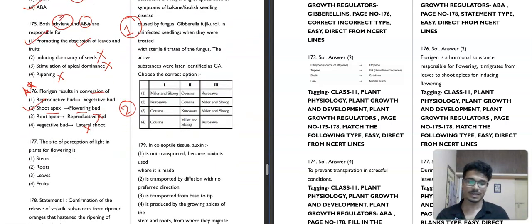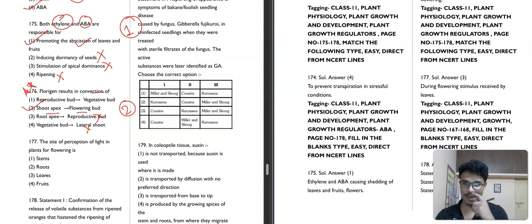Then question number 177. The site of perception of light in plants for flowering is stem, root, leaves, or fruits. I am telling you, if you are making a mistake in this question, you should not make a mistake in this type of question. Perception of light, where is it? It is leaves, obviously, because leaves have chloroplast. So the third option is our correct answer.